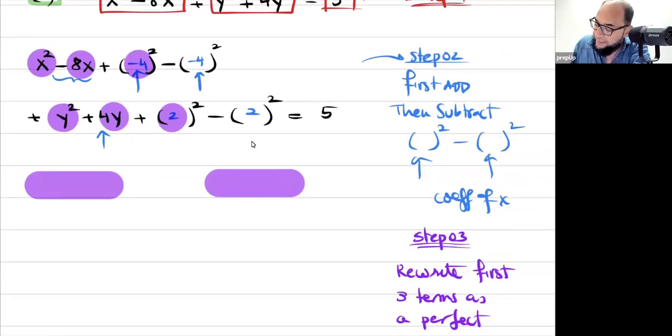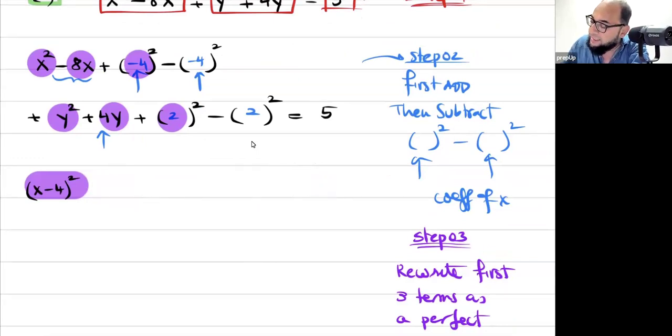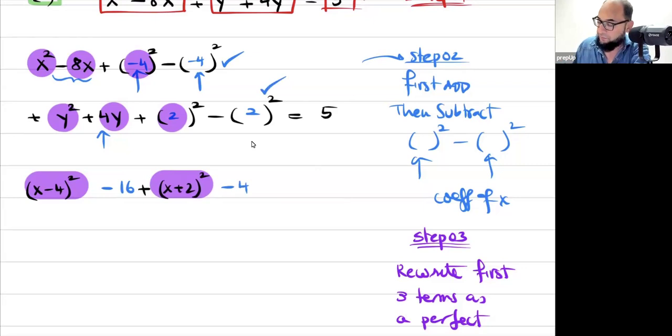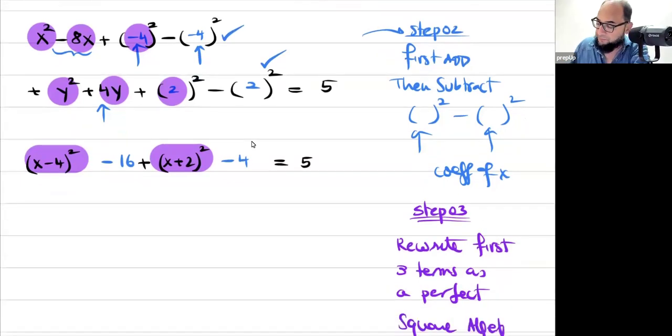So this is (x − 4)². I can make it smaller. This is too big. Let me choose this standard eraser. Let me make it smaller. This is (x − 4)², and then this −16 is there. That is this one. And then let me use the same color marker again. And this becomes what? That is (y + 2)². And then we have −4. That is this one. And then it equals 5. That is how this step is done.